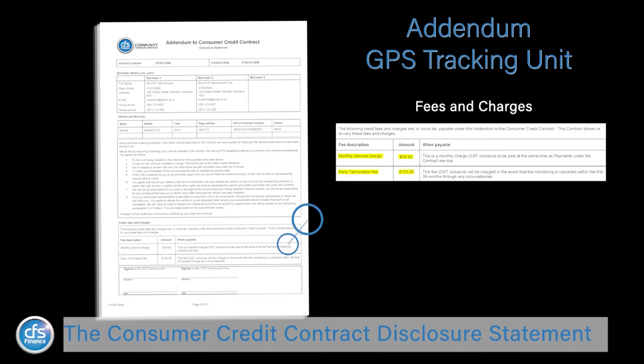There is a monthly service fee of $19.55 associated with the GPS tracking unit. There is also an early termination fee of $103.50 in the event the monitoring is cancelled within the first 24 months.